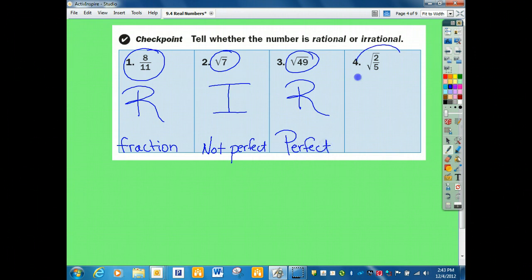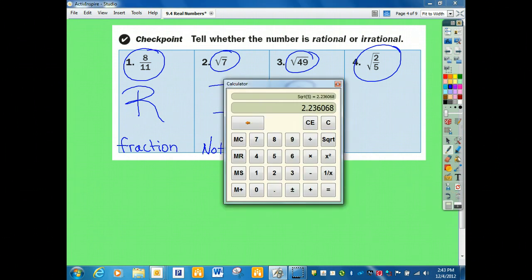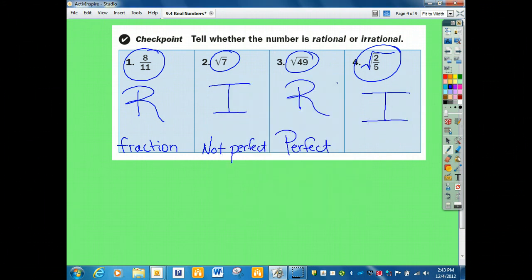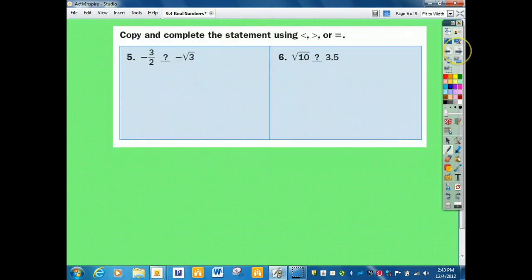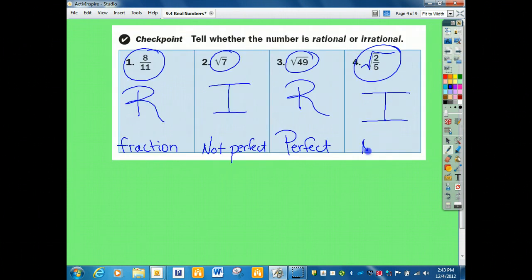And now, how about here? The square root of 2/5. It's rational. No. Irrational. Well, it's inside the square root here. So let's see. 2 divided by 5 equals 0.4, right? Now that's in the square root, so you hit your square root. Is that a perfect square? No. So it is irrational. It's not perfect. Oh, correct. So you would write not perfect.